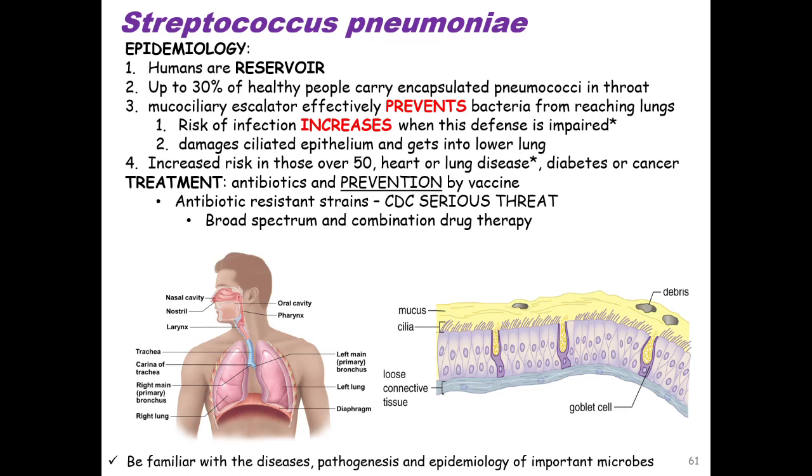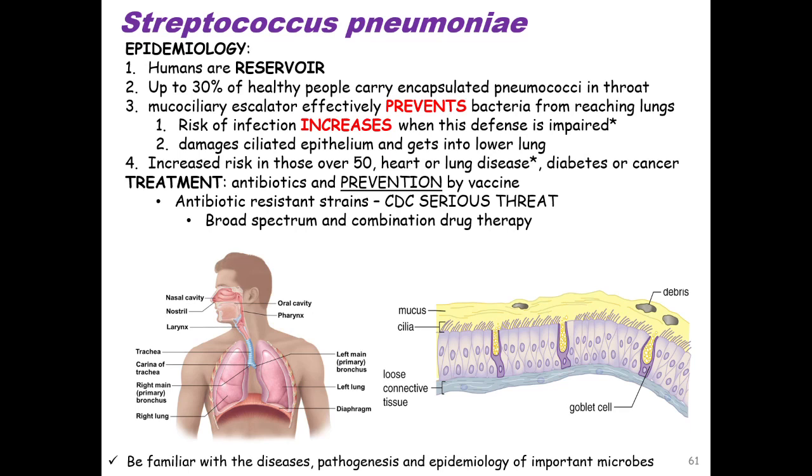Humans are the reservoir. Once again, we've got carriers, so about 30% of people carry the encapsulated type of Streptococcus pneumoniae. It shows up in older people or people with lung disease. Big thing is most people, it just stays up here in the upper airways and it doesn't get down to the lower airways because of the mucociliary escalator. If that's not working, higher likelihood of developing pneumonia. Heart disease too, we see it in diabetes and cancer patients as well. It is in older people.